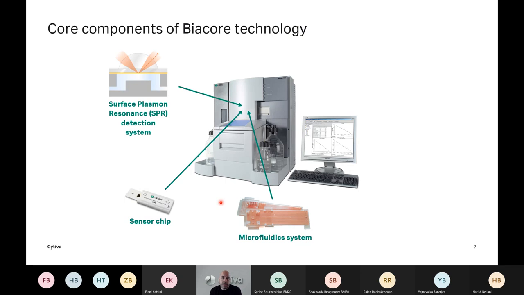Then we have the detection unit that is based on the SPR principle, surface plasmon resonance principle. And finally, we have the software, very user-friendly software to control the system and evaluate the results.